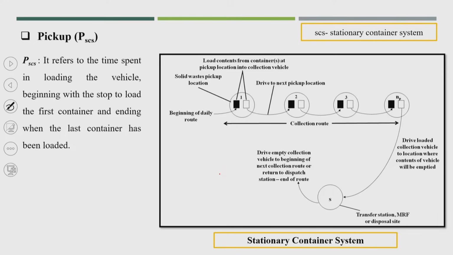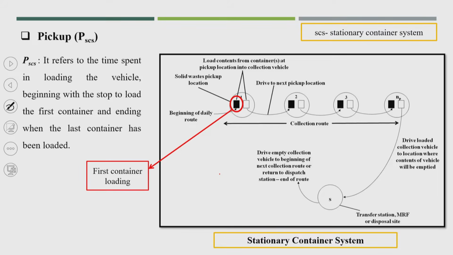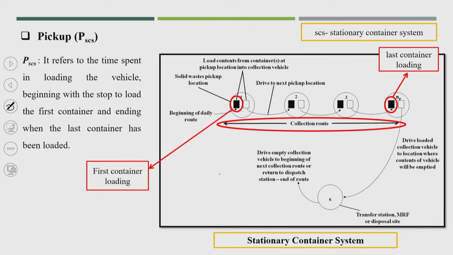Now, the first unit operation we will see is pickup. In the stationary container system, pickup refers to the time spent loading the vehicle, beginning with the stop to load the first container and ending when the last container has been loaded. So it starts from the first location loading and goes up to the last container loading. This entire collection route will have the pickup time.